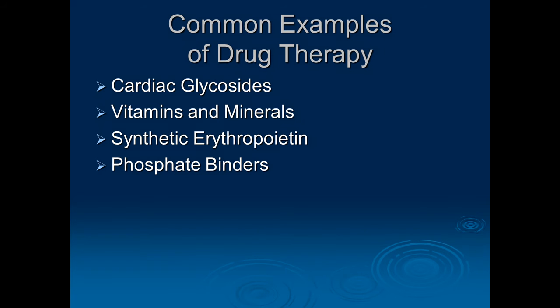Phosphate binders are also administered. High blood phosphate levels cause hypocalcemia. Drugs lower serum phosphate levels by binding with the phosphorus present in food, and so we want to lower the phosphorus so that the calcium can get up to a good level. These drugs should be taken with meals, and if they're taking digoxin as well, they need to be separated by 2 hours.